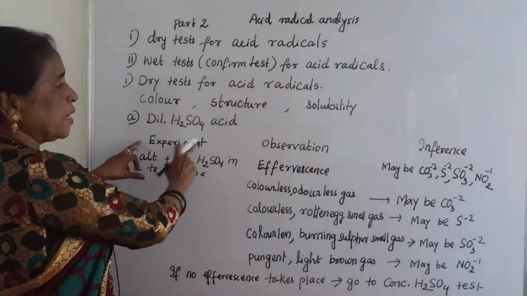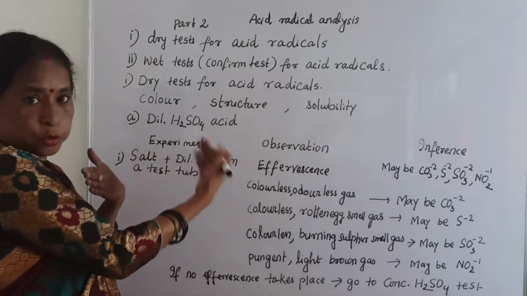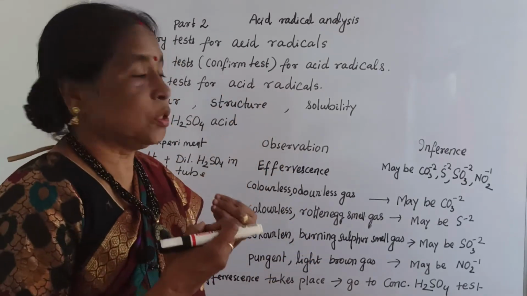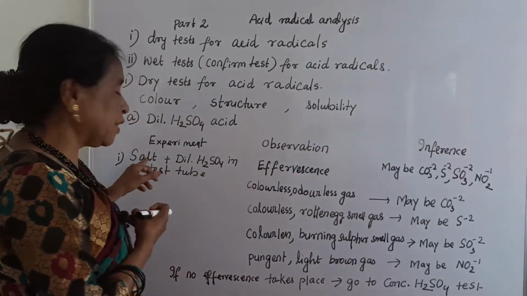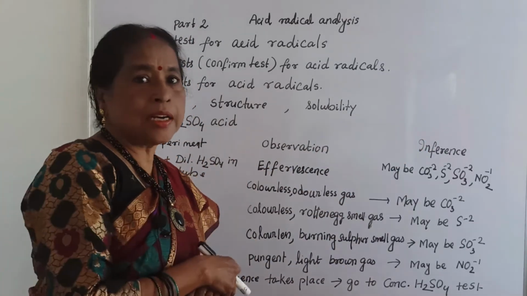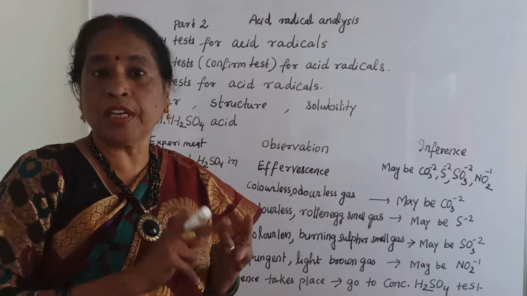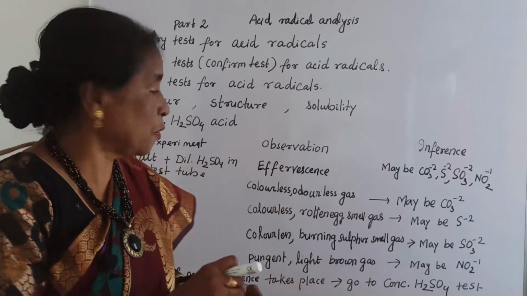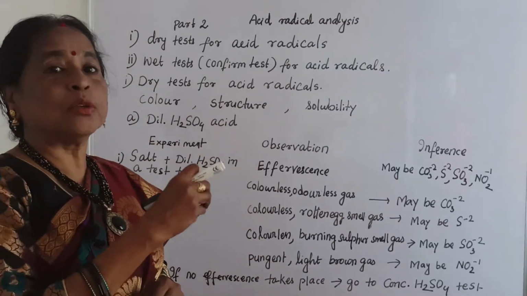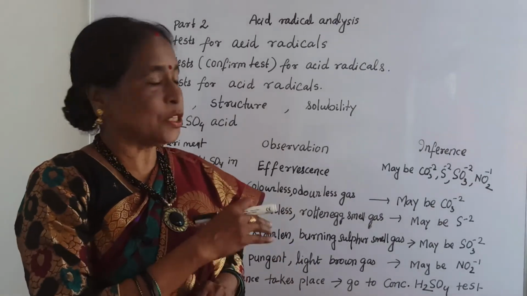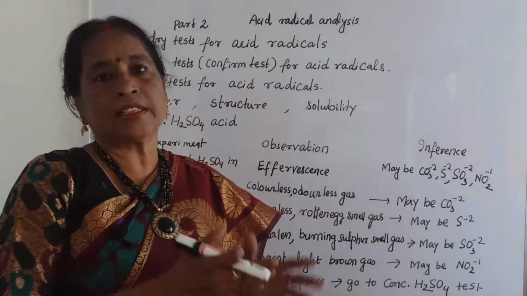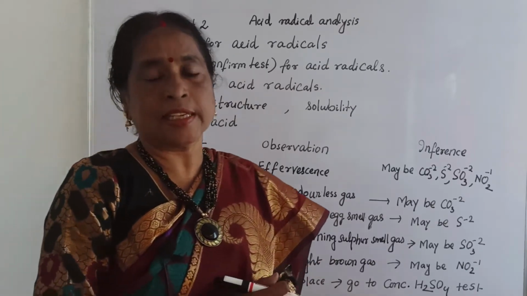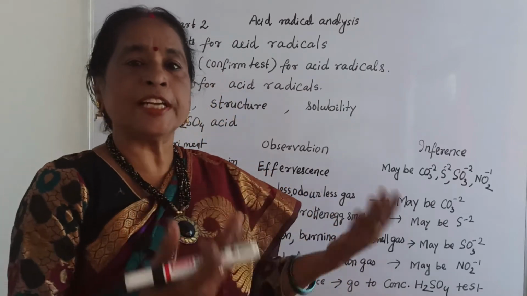Now see: experiment, observation, inference. What we do is the experiment, what we observe is the observation, and what we conclude is the inference. Now take the solid crystalline salt that is given in a test tube, and after that add dilute sulfuric acid to the test tube. Immediately we find some reaction takes place. The proper chemistry word for this is effervescence. Effervescence means some reaction occurs.